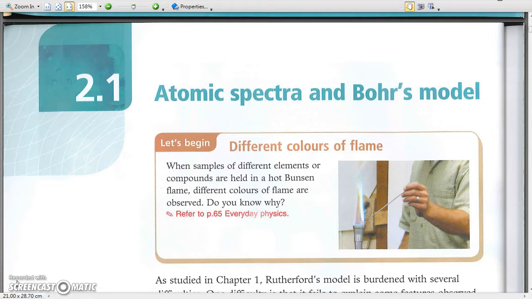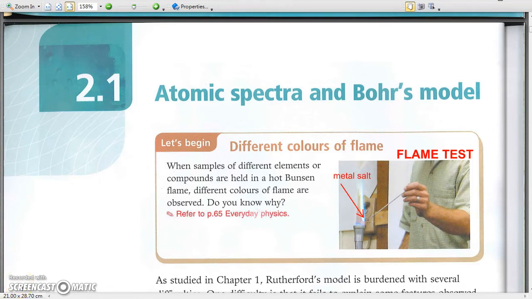Let's begin. Different colors of flame. If you study chemistry, you must know the flame test. Metal sources on fire give out different colors of light depending on the metal and ion. Why is it so? Light is given out due to electron transition from higher to lower energy levels inside an atom. By studying the light given out, we may study the energy level structure of an atom.